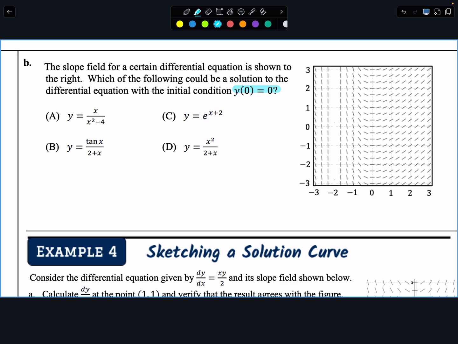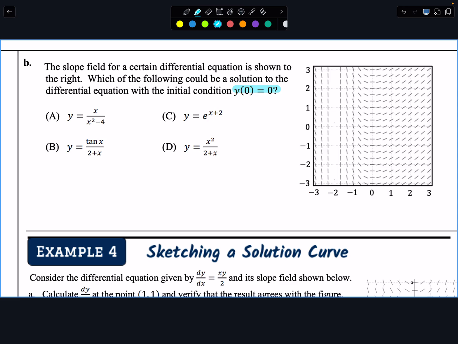So what you would do, knowing this information before I even look at the graph, is plug in x is 0, and I better get 0 as my answer, okay? So if I plug in a 0 right here, 0 over 0 minus 4, is that 0? Yes. What's the tangent of 0? 0. 2 plus x, that's 2. 0 divided by 2, that is 0.